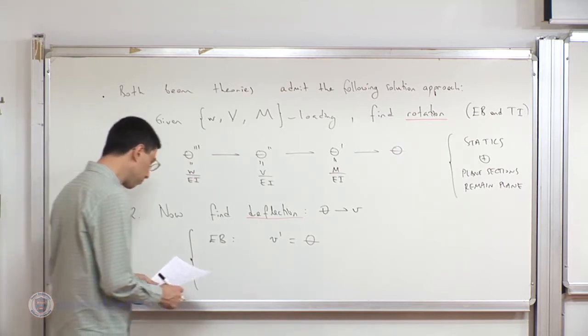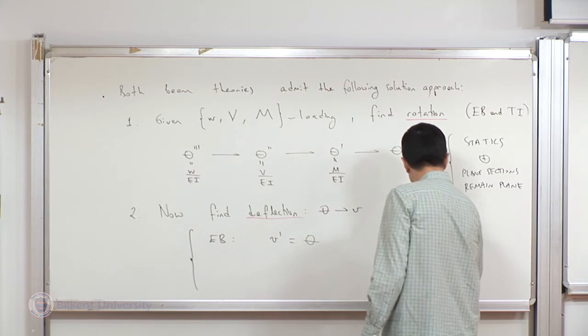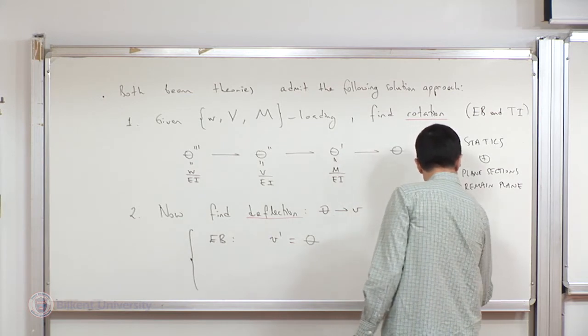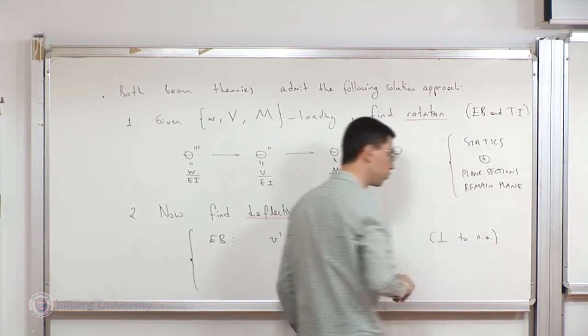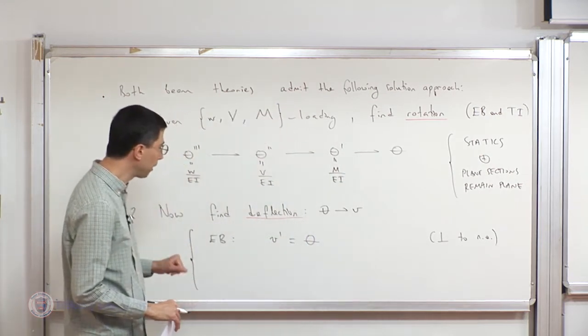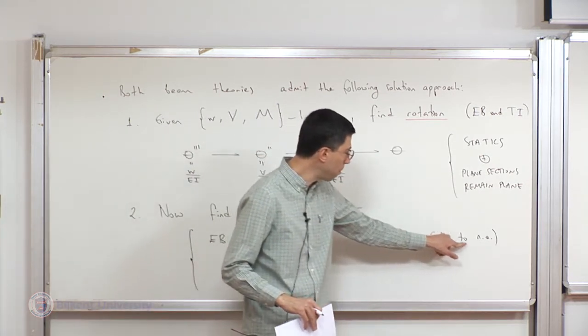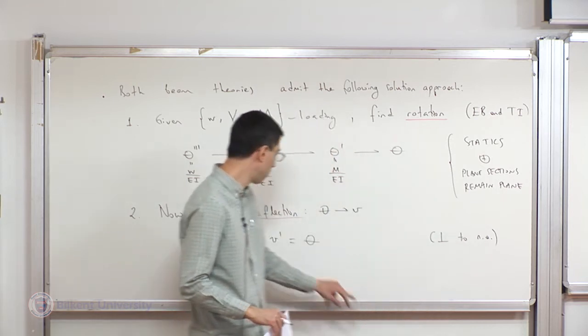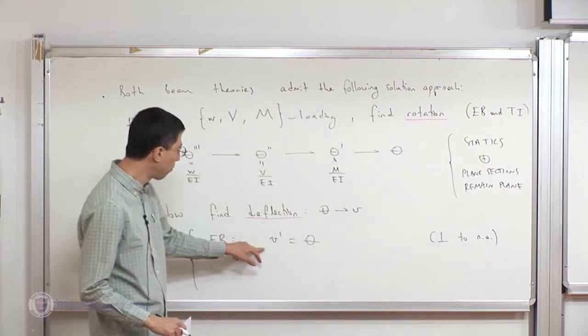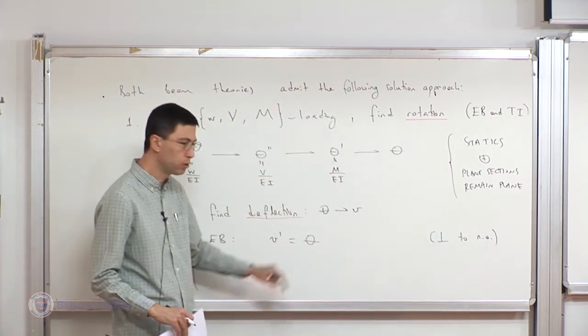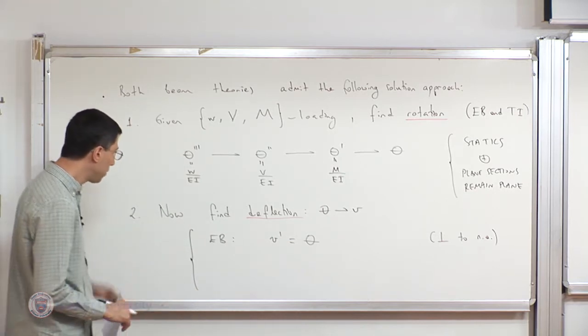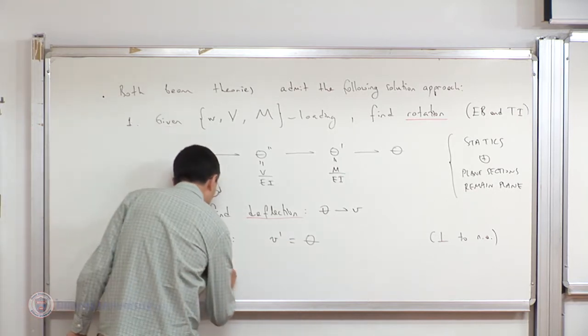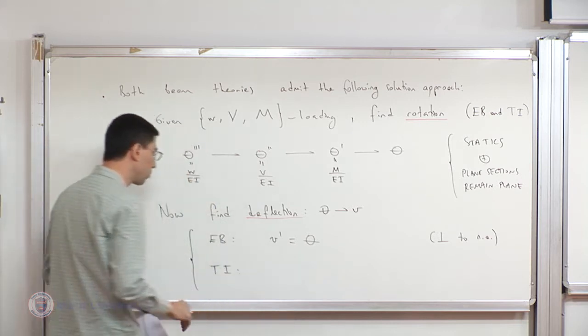Okay? So the assumption here is that plane sections remain plane after deformation, but not only that, they remain perpendicular to the neutral axis after deformation. And that's how we propose that V prime is equal to theta. Okay? Now, the Timoshenko beam theory, on the other hand, notices the following.